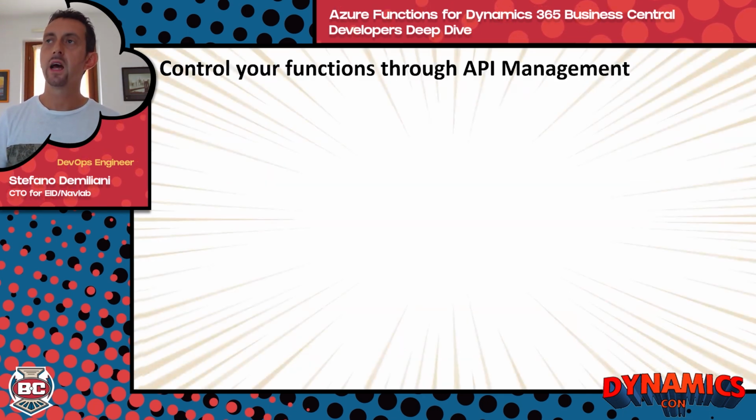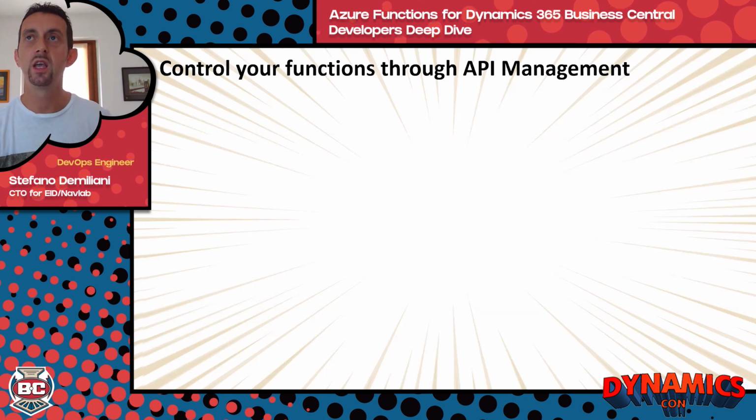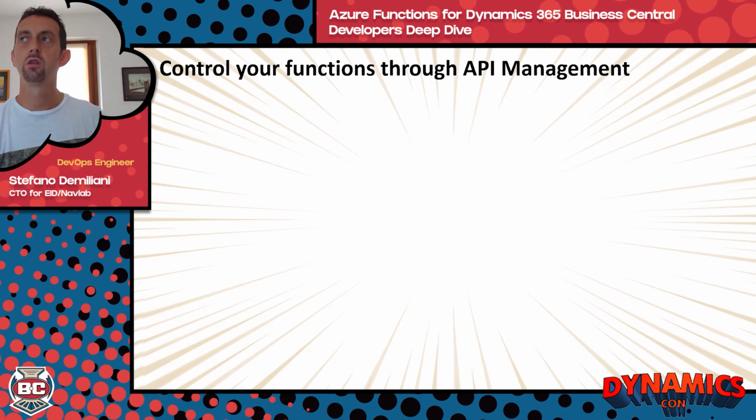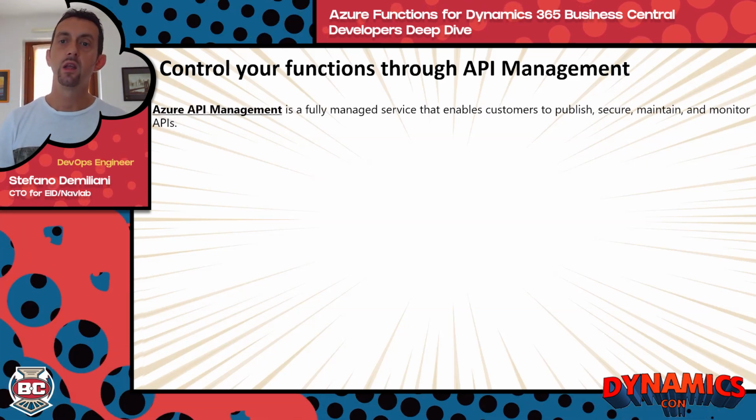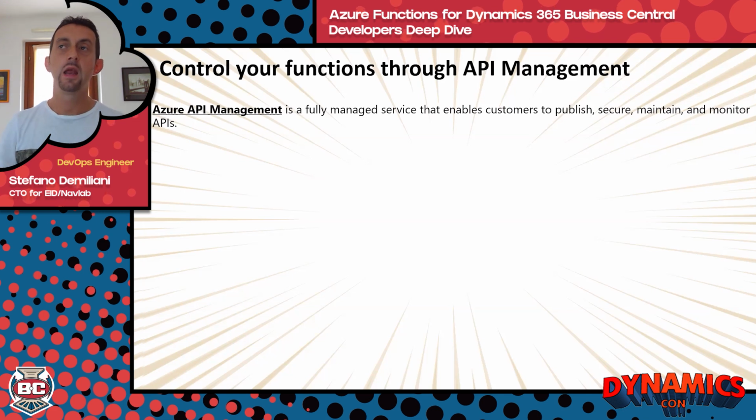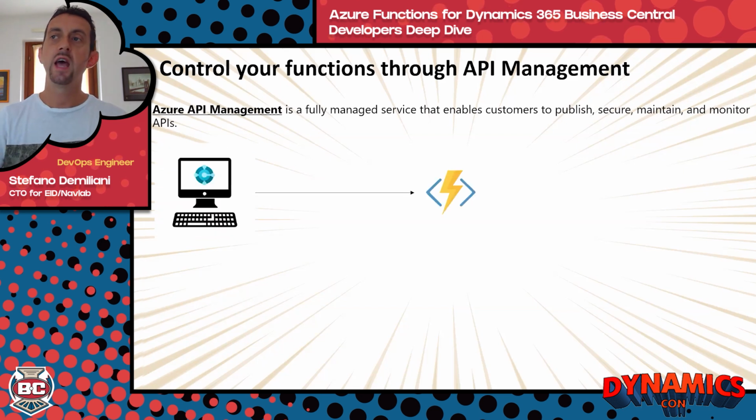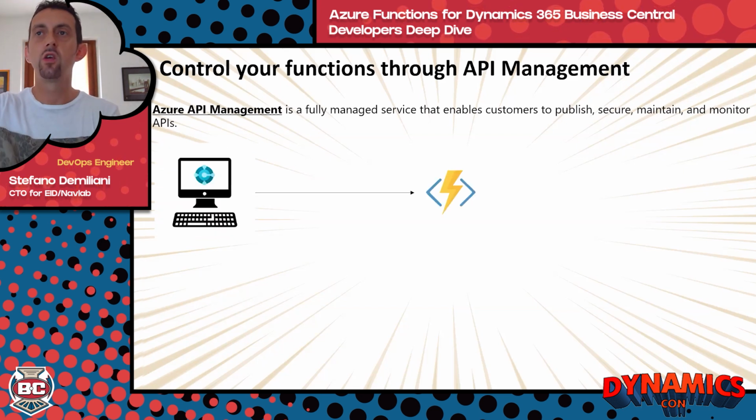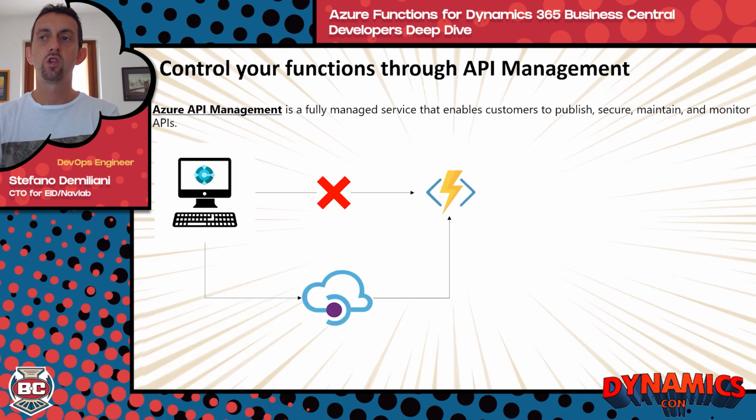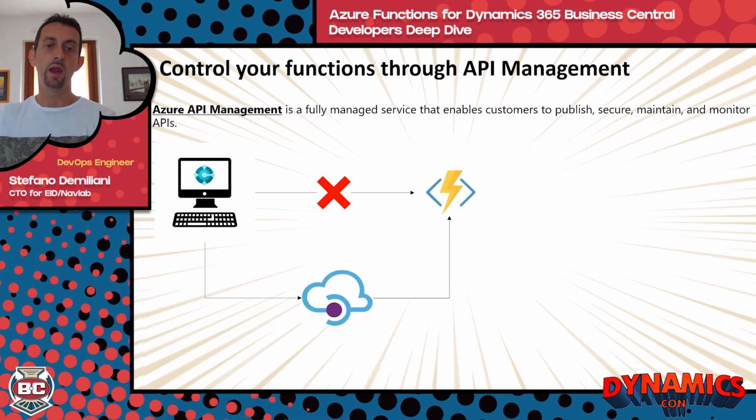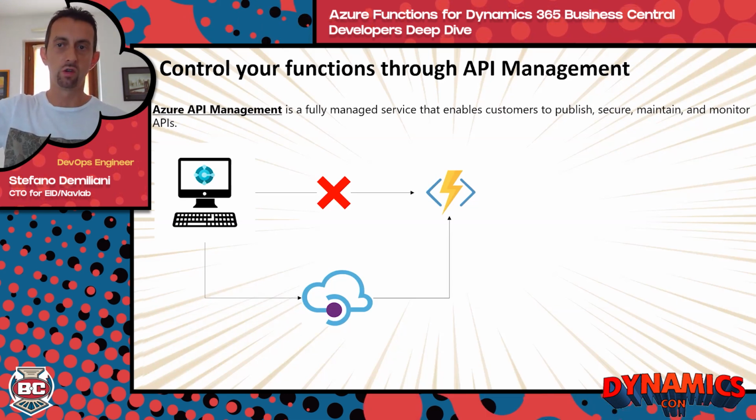And another extremely important topic, in my opinion, is that if you want to better control your function, who can access it, who can work on it, use Azure API Management. Azure API Management is a service that enables you to publish, secure, and maintain endpoints and APIs. So instead of having customers call your Azure functions directly, so your Business Central tenant calling your Azure functions, it's much more secure to have your Business Central call the Azure API Management endpoint, which in turn calls your Azure functions.